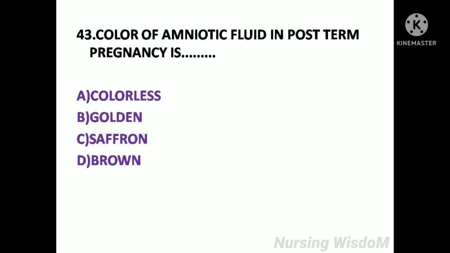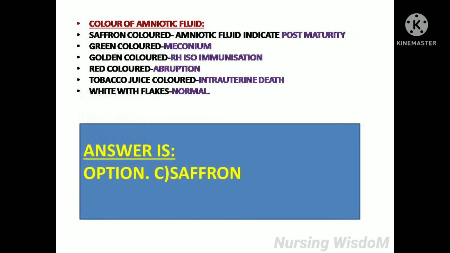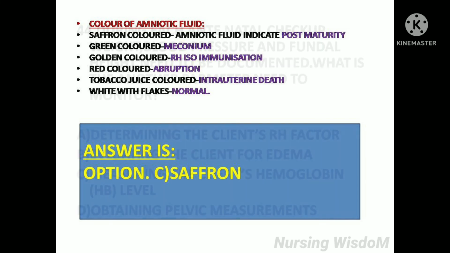Next question, color of amniotic fluid in postterm pregnancy is option A, colorless. Option B, golden. Option C, saffron. Option D, brown. Color of amniotic fluid: saffron colored amniotic fluid indicates post-maturity. Green colored amniotic fluid indicates meconium. Golden colored amniotic fluid indicates RH isoimmunization. Red colored amniotic fluid indicates abruption. Tobacco juice colored amniotic fluid indicates intrauterine death. White with flakes colored amniotic fluid is the normal color. So here the answer is option C, saffron.